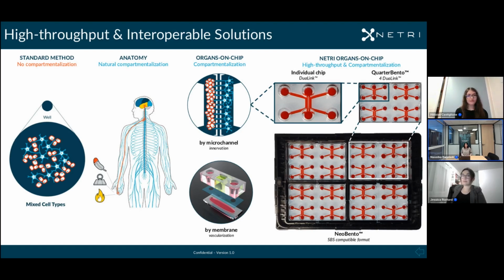A first one with the skin being the interface between external environment and internal environment, but you also have internally different compartmentalization with the nervous system, for example, the vascular system and the different organs. And so that's where the microfluidic solutions and what we do at NATRI comes into play. As you see on the right, you have an example of a microfluidic chip, the individual one, which is from our dual link architecture, where you have 3 channels, with the middle channel being much thinner than the 2 on the left and on the right.